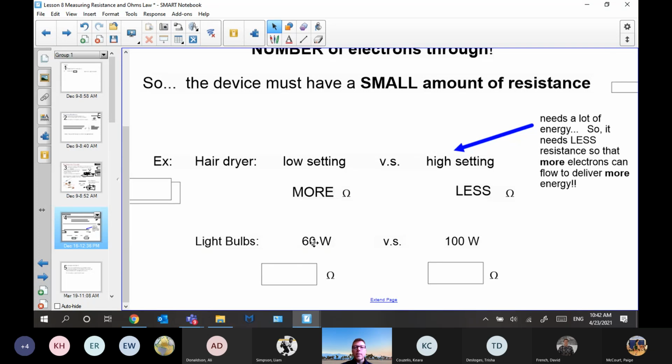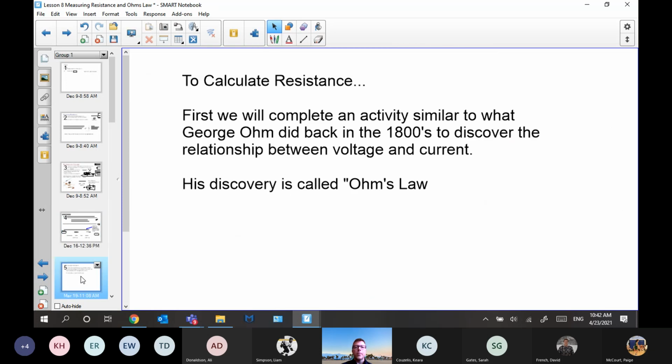Same with light bulbs. You've got a 60 watt bulb and a 100 watt bulb. Which one has more resistance or less resistance, whichever one you want to say? Anyone? Less. Which one, sorry? The 100? Yeah, you got it. The 100 would have less resistance, of course, because you're trying to let more energy through. So I can grab a 100 watt bulb and a 60 watt bulb and put the ohm meter on them, and it'll just show you that value. Okay, so some good understanding things about that covered.